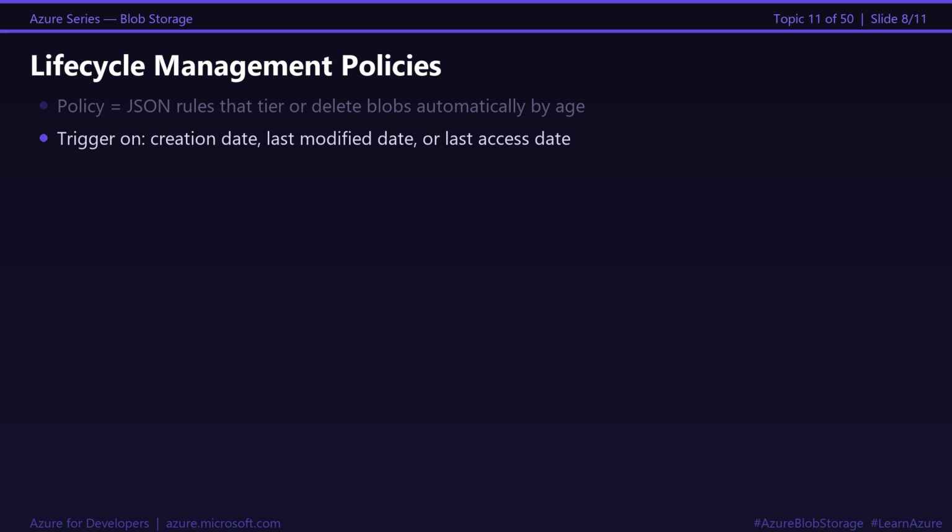Generate a SAS in code by creating a SAS permissions object specifying exactly what the holder can do: read only, write only, read and delete, etc. Set an expiry time, and call generate_sas on the blob client or container client. The result is a URL that works until expiry without any further authentication.